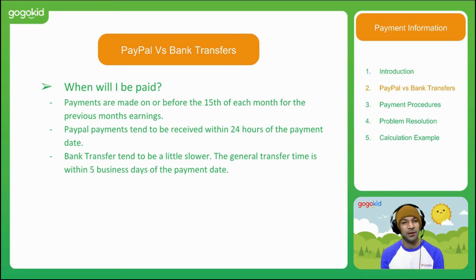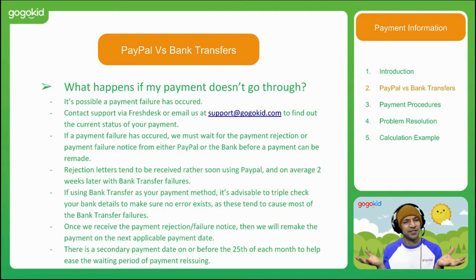For PayPal payment, the transfers happen relatively quick, within 24 hours of the payment being made. For bank transfers, please allow up to 5 working days for the payment to arrive. What happens if my payment doesn't go through? Well, in the case of either payment taking longer than it should have, feel free to send us a support ticket and we will update you on the status of your payment.